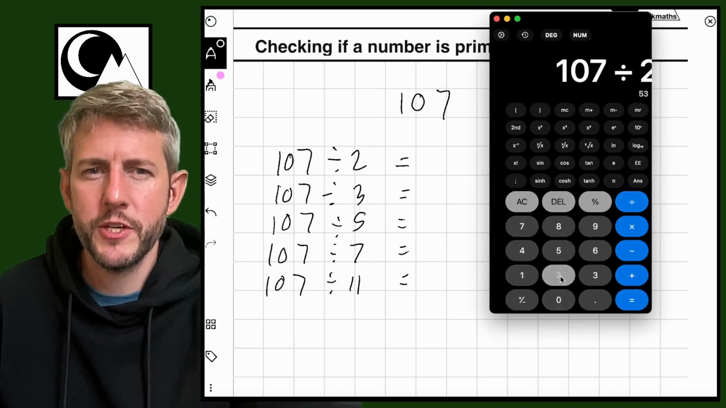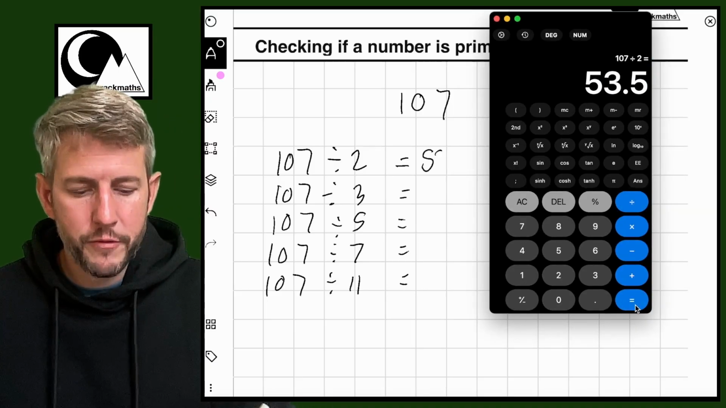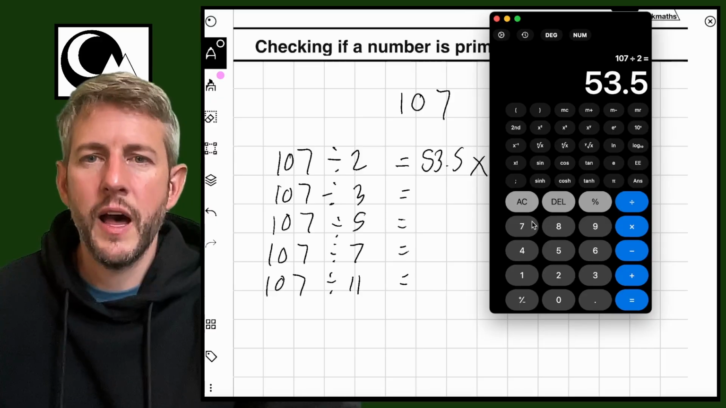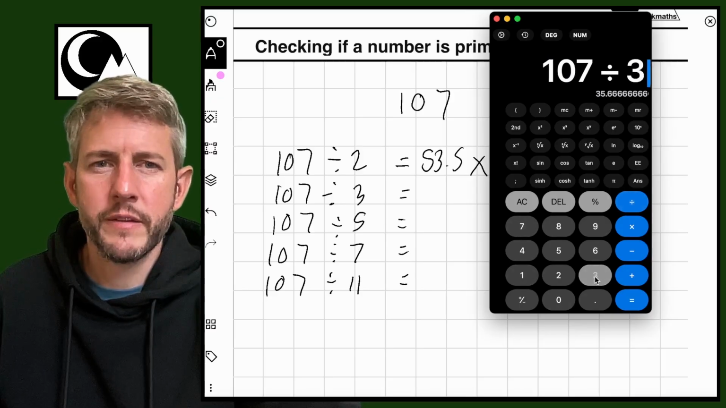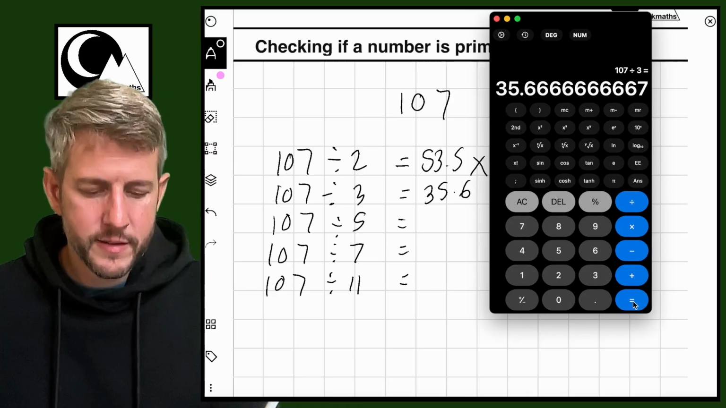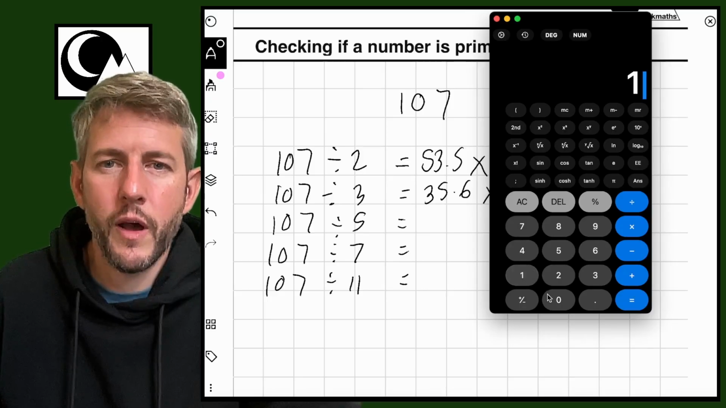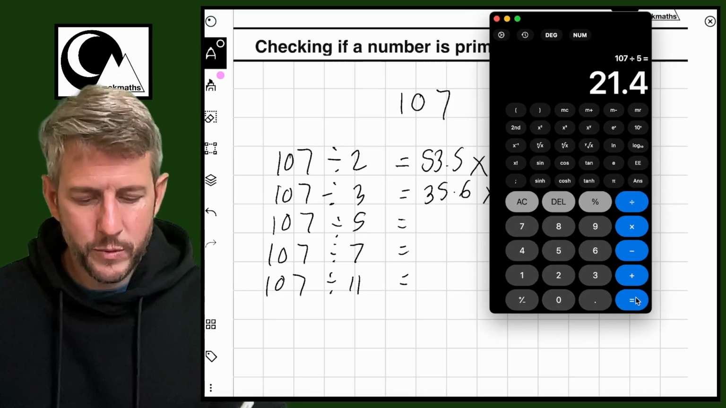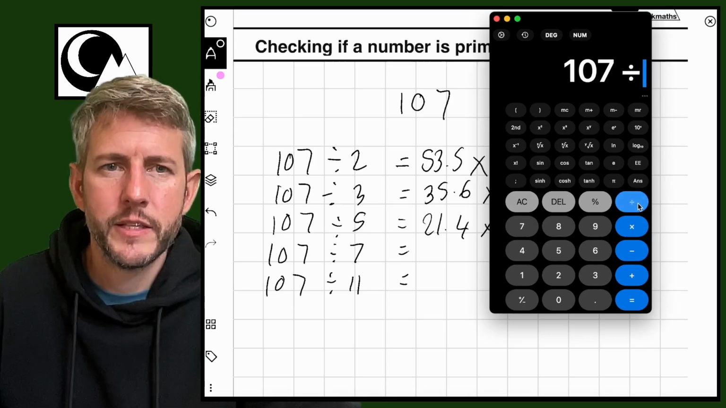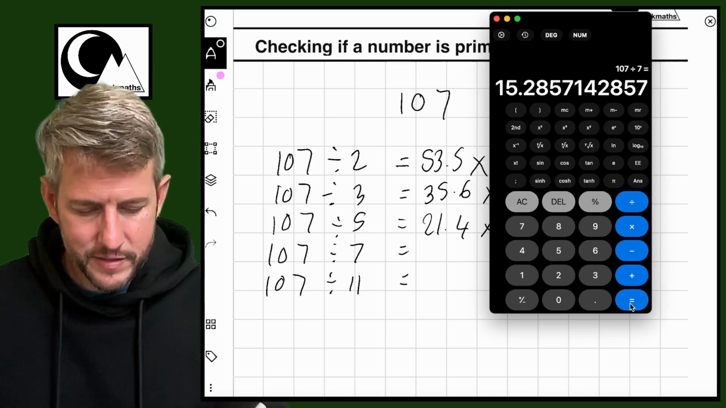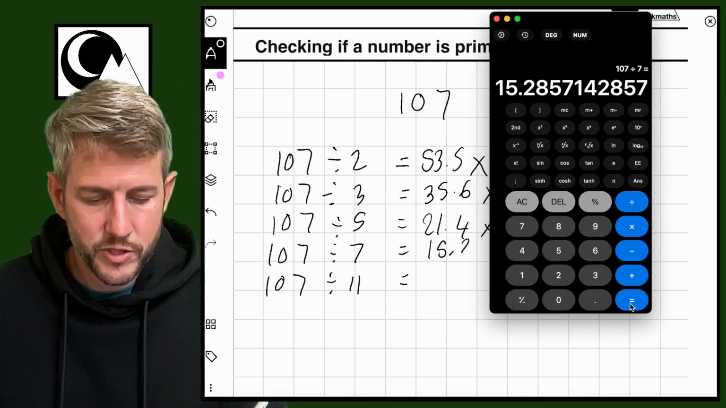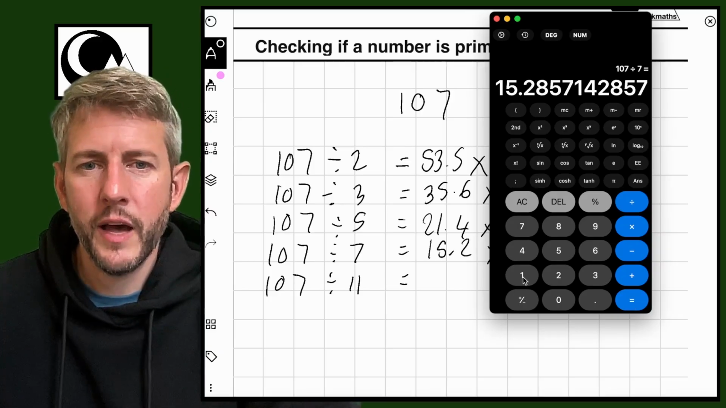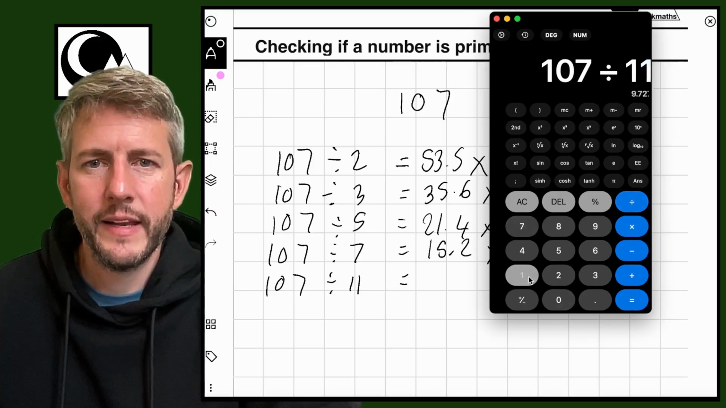107 divided by 2. There we go. 53.5. Okay. 107 divided by 3. 35.6. Okay. So 107 divided by 5. We know it can't be done because it doesn't end in a 5. 21.4. 107 divided by 7. That's 15.2. So no. Now we've got here 107 divided by 11.